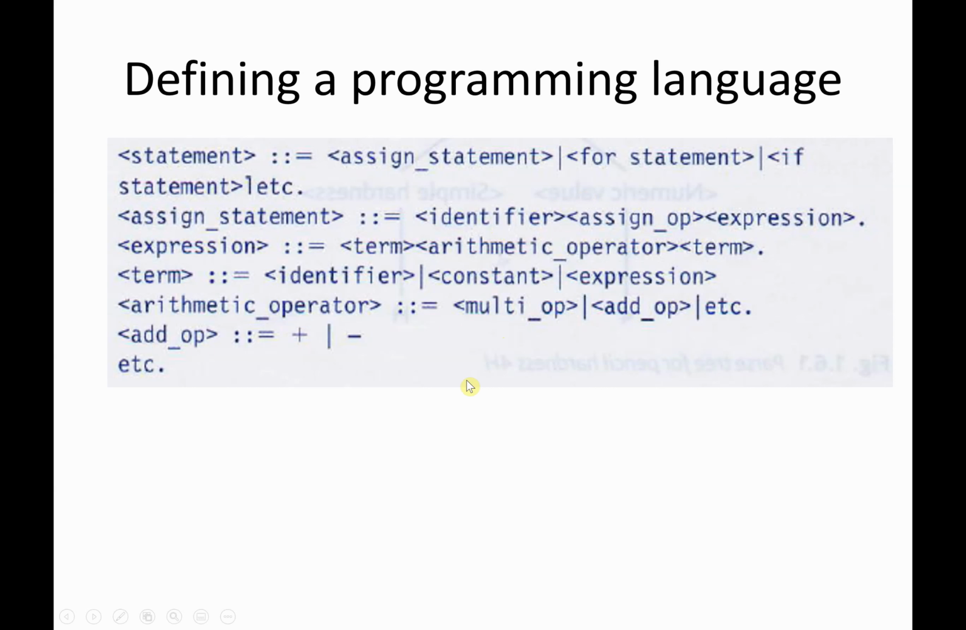So the add operator is a plus or a minus, and so forth. As I say, this was taken from the textbook, not one of my old textbooks; the syntax diagram is. Okay, so there's defining a programming language. So you could define a programming language with that, so all the rules there.